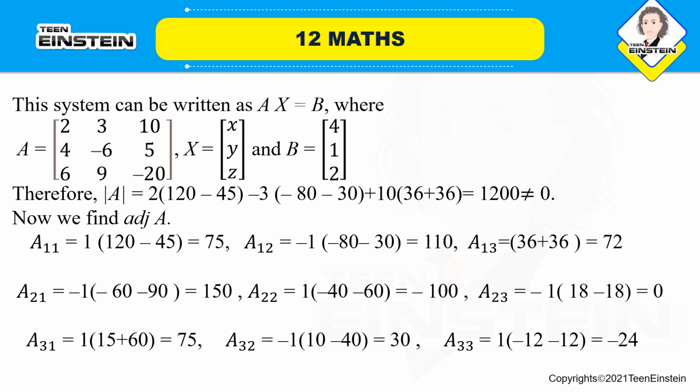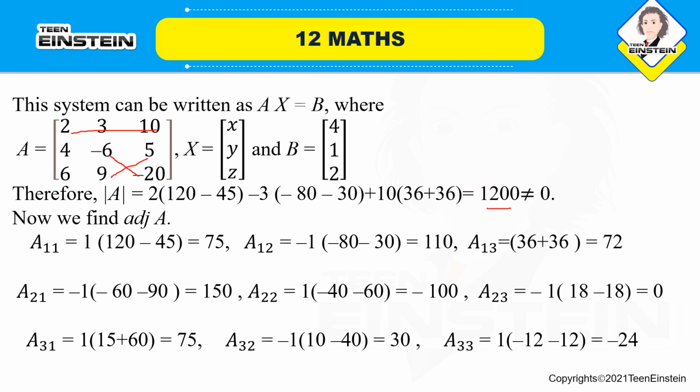Now we are calculating determinant A. We are expanding along the first row. So 2 into, in the downward arrow you will be getting 120, minus the upward arrow, minus 45. Then for this term you will be having a minus sign. So minus 3 into minus 80 minus 30, plus 10 into 36 plus 36. So what you are getting is 1200.